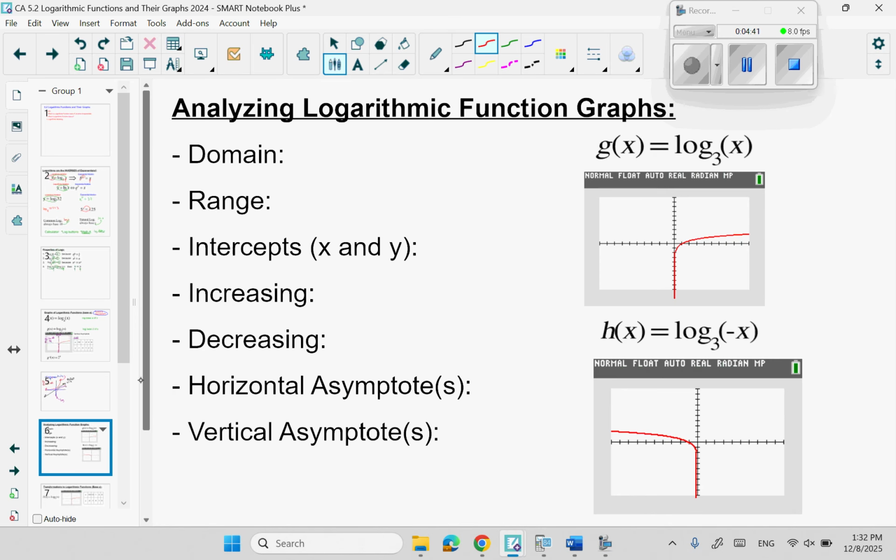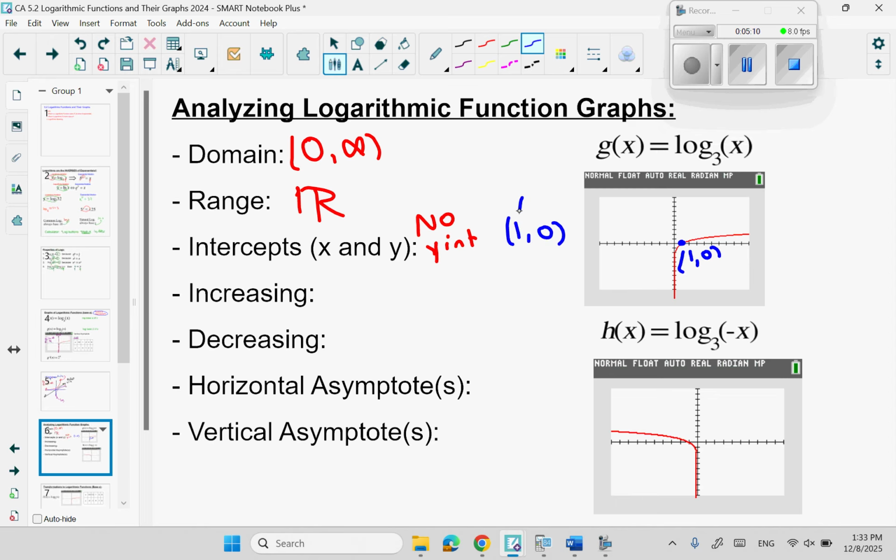So domain, as we just discussed, is 0 to infinity. My range is all real numbers. My intercepts: from yesterday, we had no x-intercepts in the past. This time we have no y-intercepts because I never quite get to x equals 0. In the last one, we had a y-intercept of (0, 1). Here we have the x-intercept of (1, 0), because, again, the domain and ranges are flip-flopped, so the x's and y's swap.